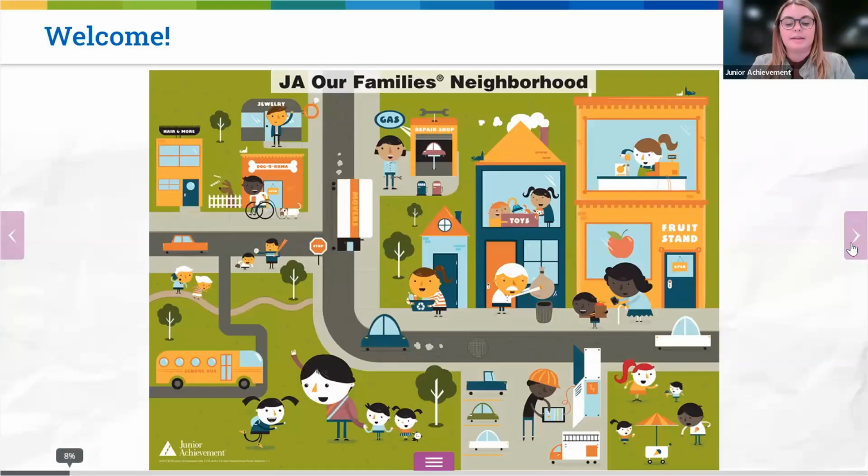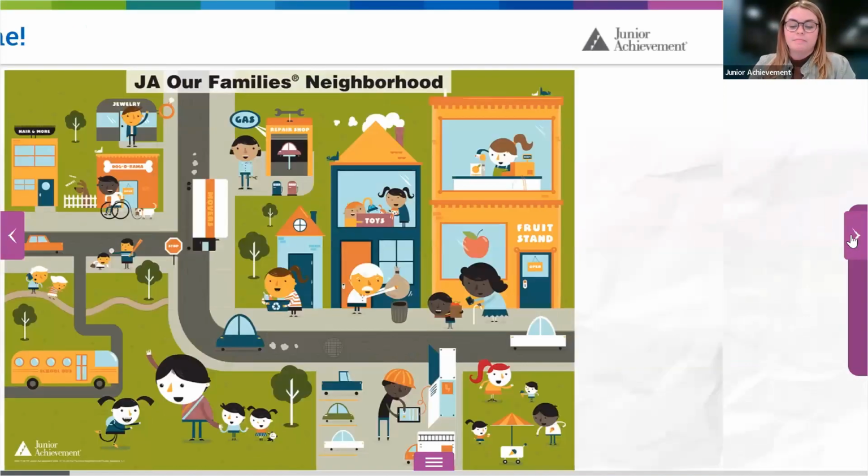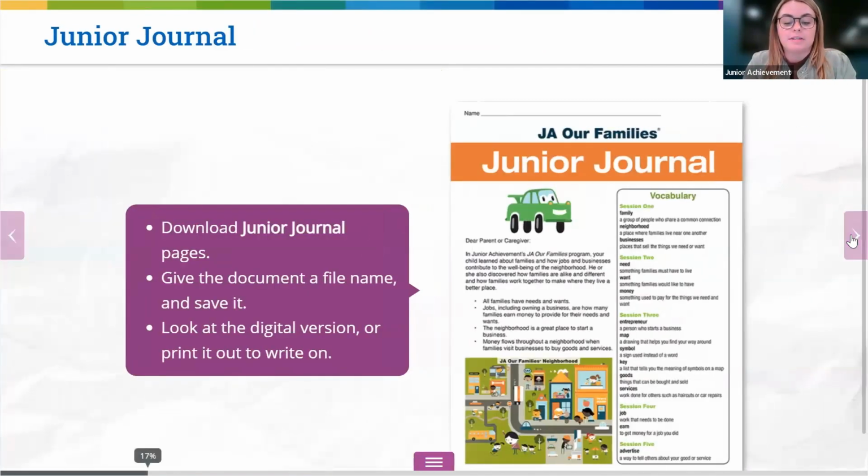Greet students and tell them that in Session 3, Businesses All Around the Neighborhood, they will be learning about goods and services that businesses provide for families. The next slideshow shows a picture of the junior journal packet. You will need this later on in the lesson. I recommend handing out the junior journal packet later on so that students do not become distracted by their packet.